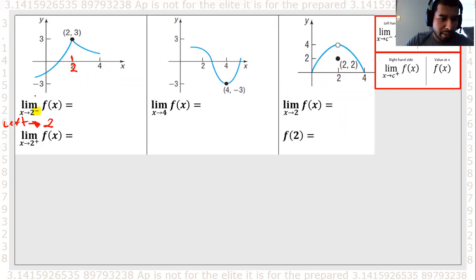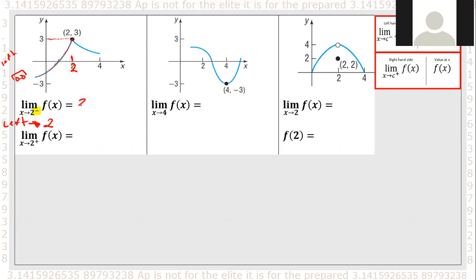And if I was to get on my roller coaster right here from the left, what is the max height as I'm getting really close to 2? So if I get on my roller coaster from the left-hand side, my y is going up. But the closest I get to 2 is what height? 3. Yeah, your limit will be 3.